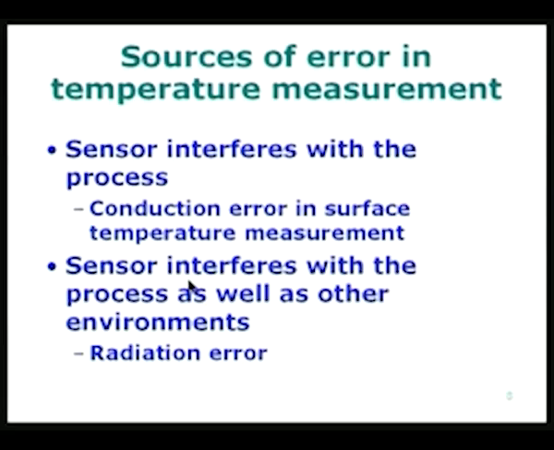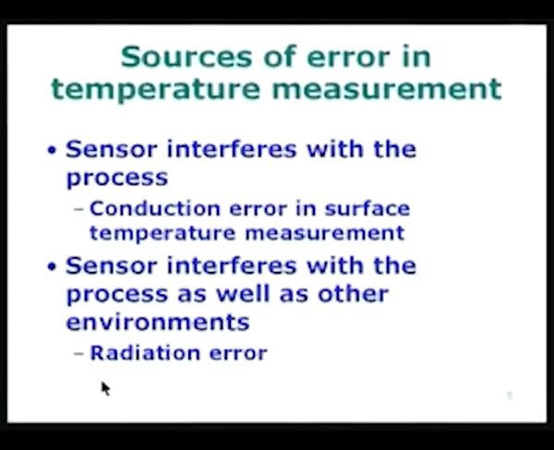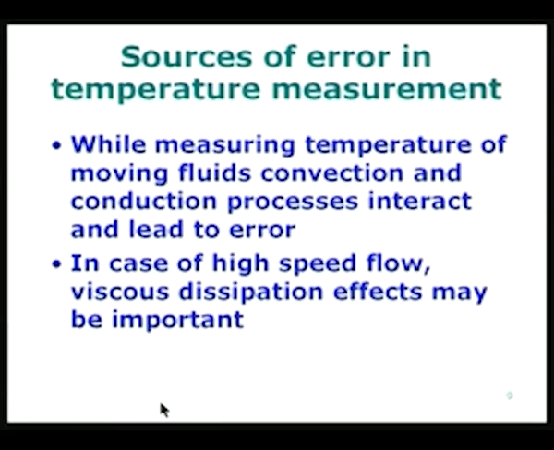In some cases, the sensor may interfere with the process as well as other environments. This is where the radiation error comes into the picture. It takes away heat by conduction possibly, and then it loses heat by radiation also. Therefore, radiation error is a typical example where there is an interference between the process as well as other modes of heat transfer. That means other environments means other modes of heat transfer. While measuring temperatures of moving fluids, convection and conduction processes interact, and therefore, they lead to systematic error.